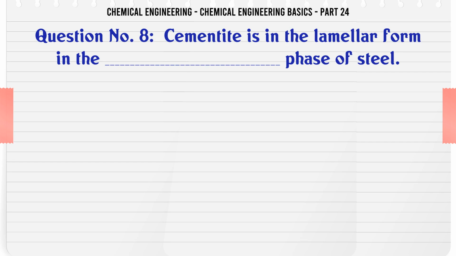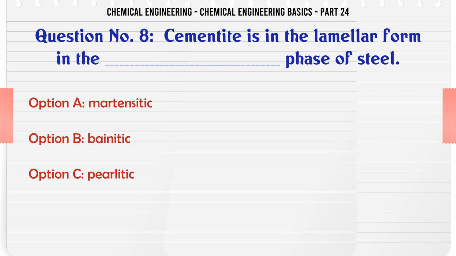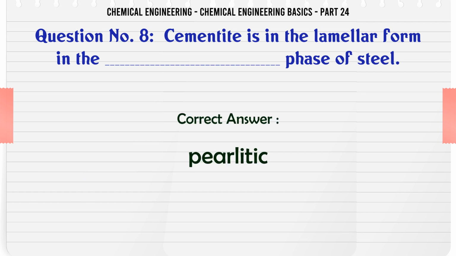Cementite is in the lamellar form in the ___ phase of steel. A. Martensitic. B. Bainitic. C. Pearlitic. D. Ferritic. The correct answer is pearlitic.